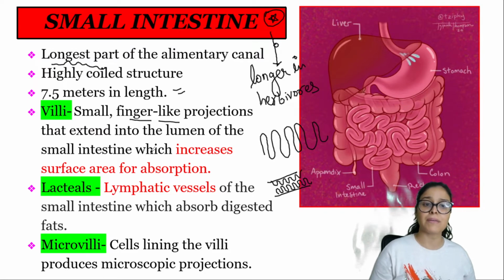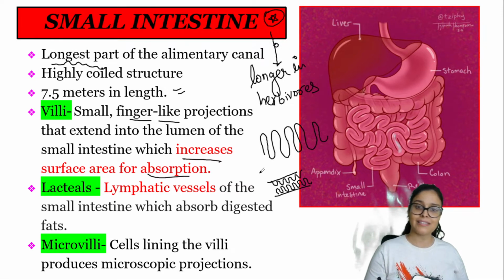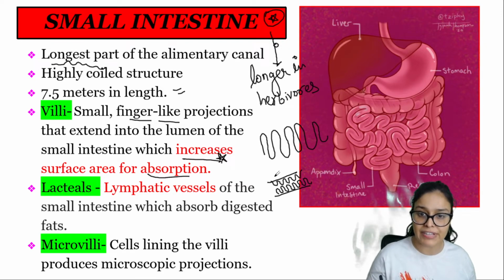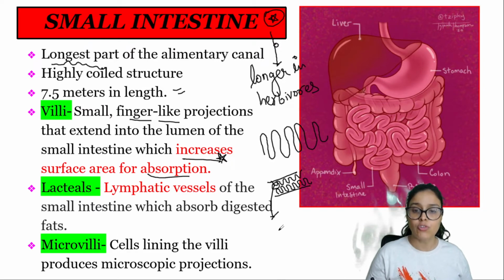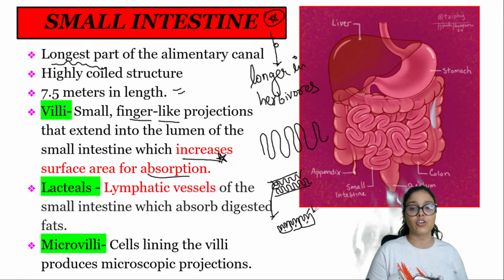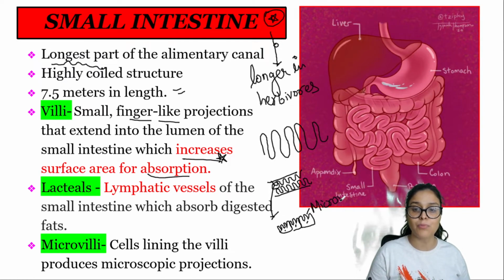And what is the purpose of villi? Obviously, it will increase surface area for absorption, that we know. Even when we zoom out villi, if we zoom out this fold, we will be seeing that this coiled part cell also has small projections. Even the cell of these villi is made up of the microvilli cell. Microvilli means they also have small projections.